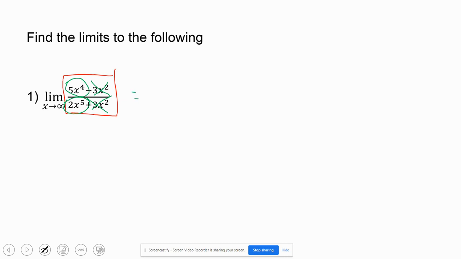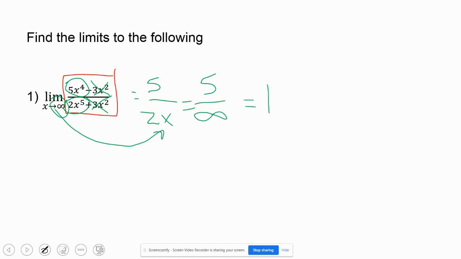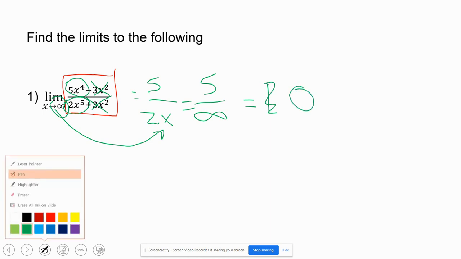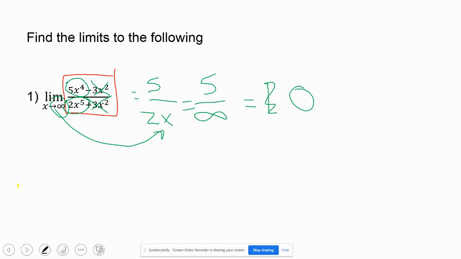If you reduce this fraction, you will get 5 over 2 to the x. We can plug infinity in here, and that would give us 5 over double infinity, which is infinity, and we know any constant over infinity is equal to 0. So we get 0 as an answer here. You could have also divided by the highest degree, and that would give you the same result.